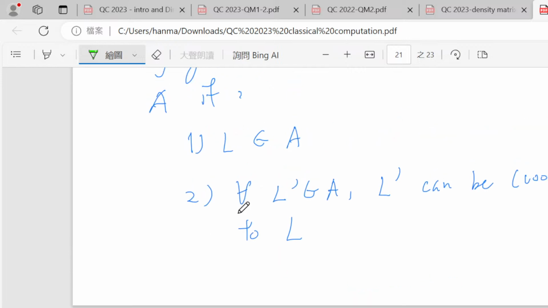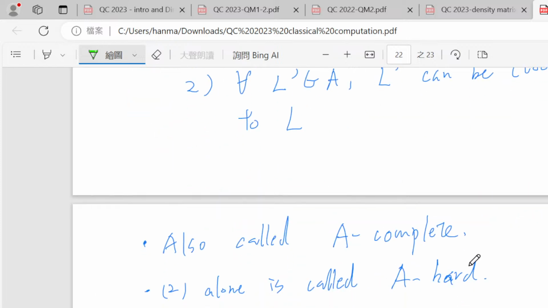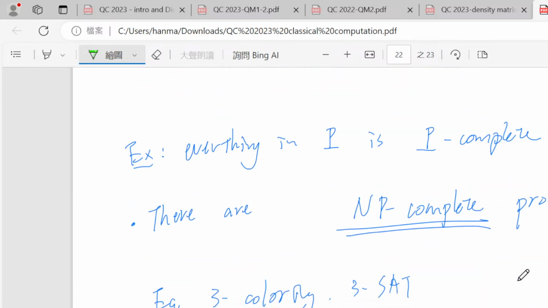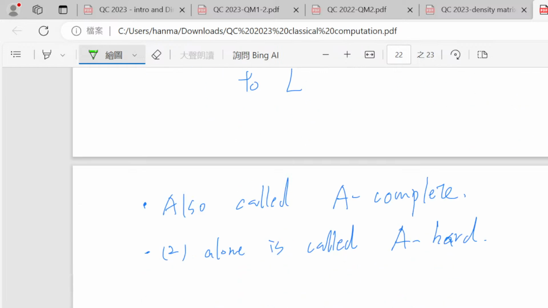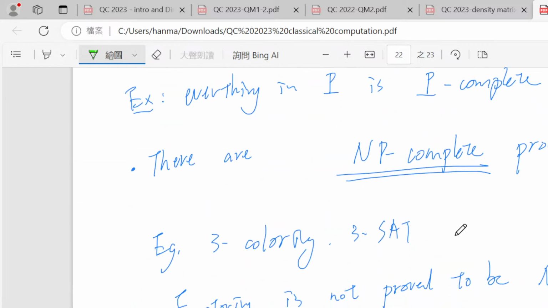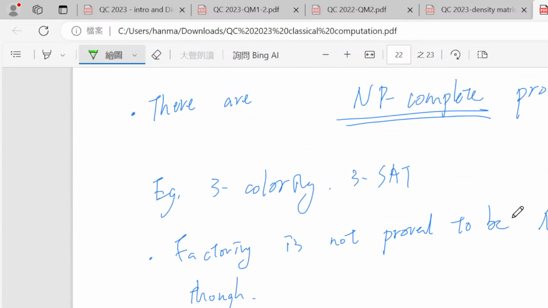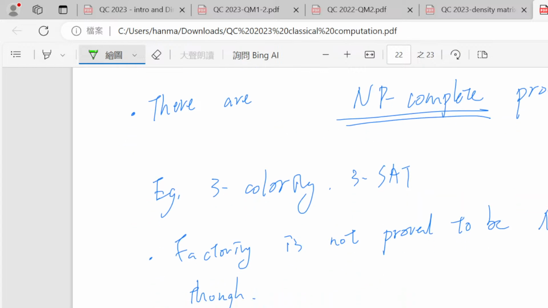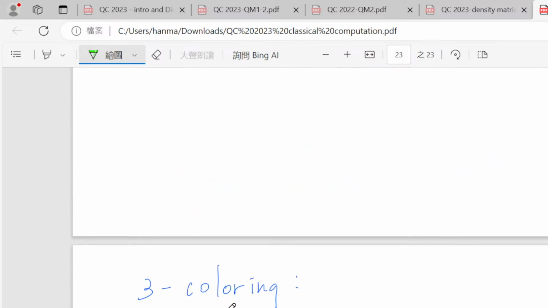And if you only satisfy the second condition, so L is not necessarily inside A, then it's called A hard. For example, everything inside P is P complete, because the reduction here will allow any polynomial. And the interesting thing about this is there are NP complete problems. So there are things that are inside NP, and everything inside NP can be reduced to them. Two examples are 3 coloring and 3 SAT.